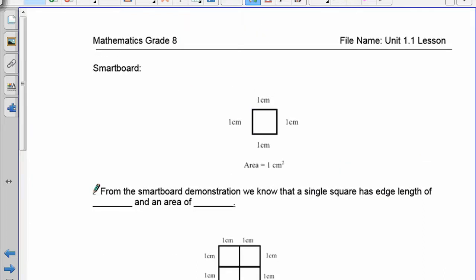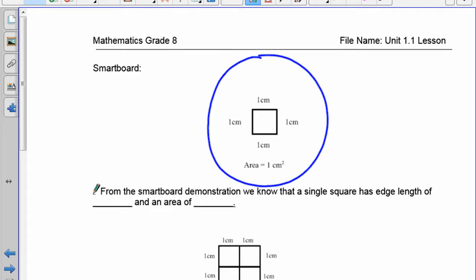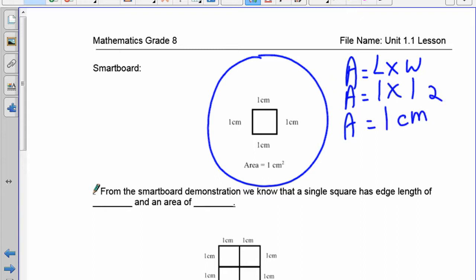So the first one we're going to work with is centimeters because it's the smallest one, and it's easy to work with because we can get a ruler and make it work. If you take a look at this here, I've got a square. That square is 1 centimeter by 1 centimeter. If you remember the formula for a rectangle, it's length times width. So to find the area of this, it's 1 times 1. That is 1 centimeter squared.